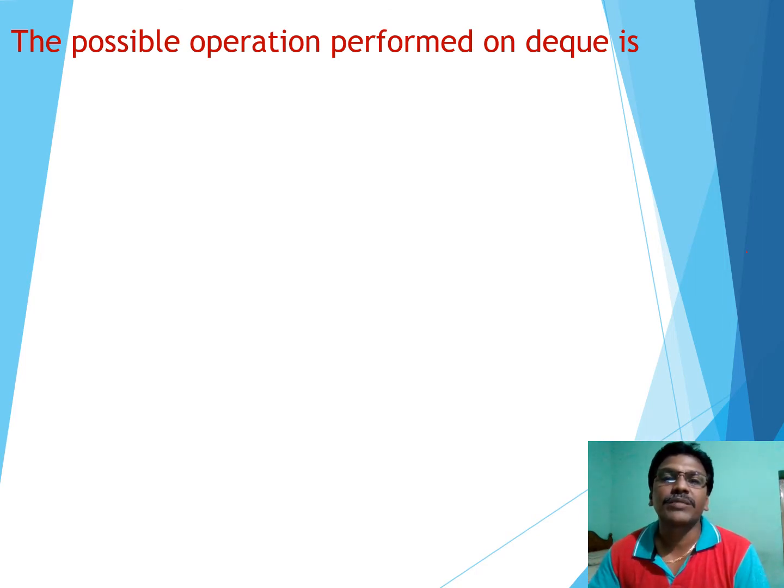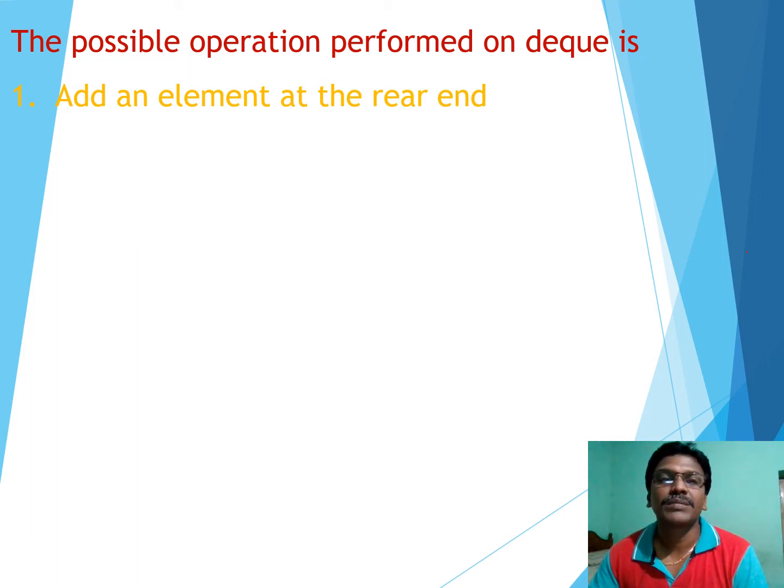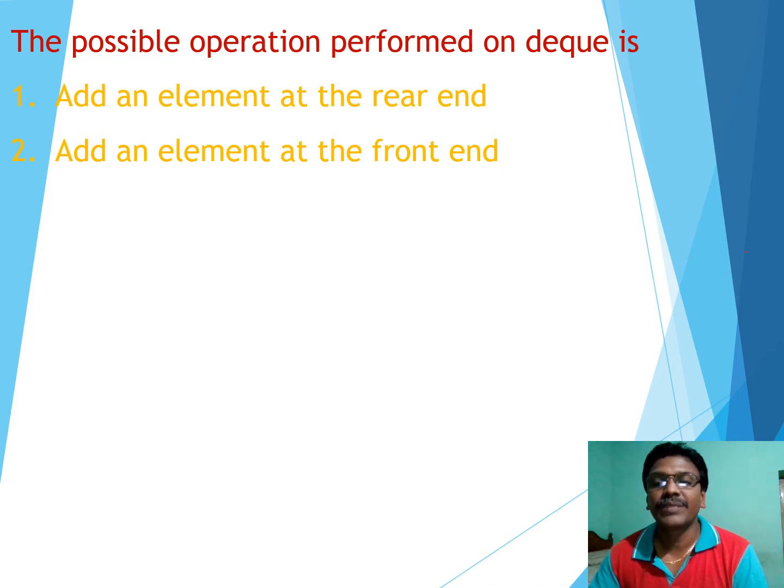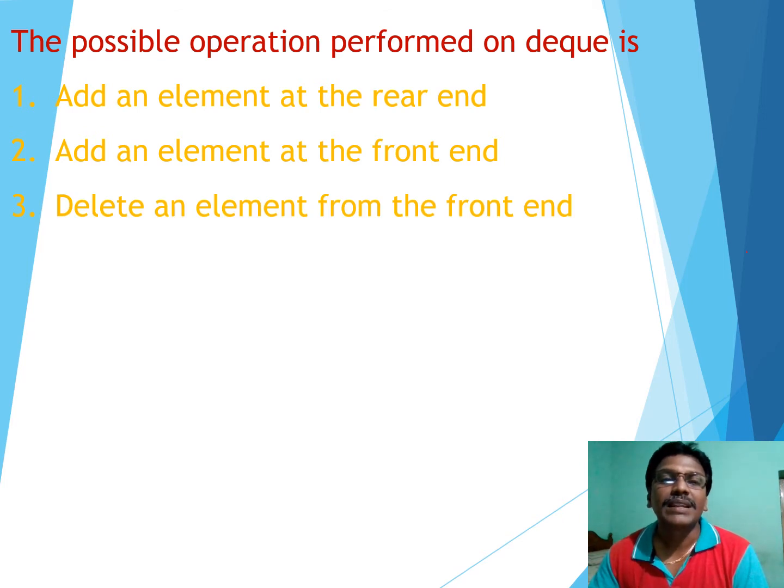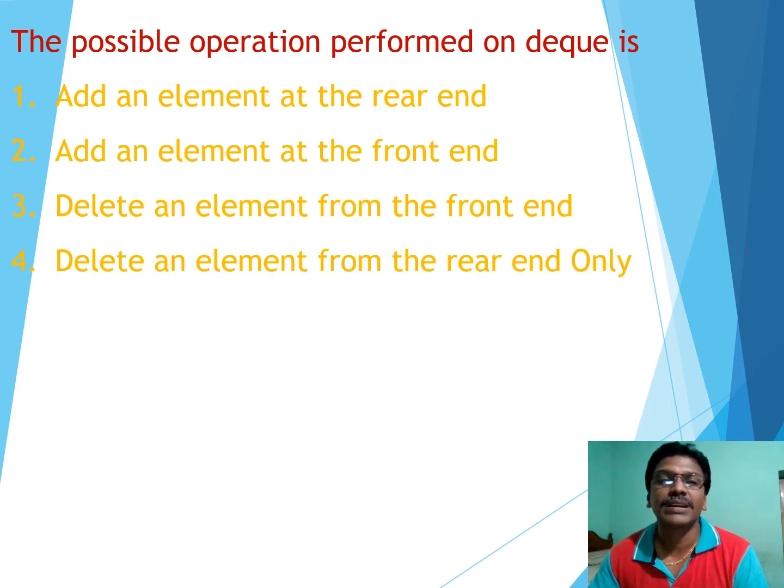The possible operations performed on deques are mainly four types. The first one is add an element at the rear end. The second one is add an element at the front end. It means insertion can be performed at the rear end and front end. The third one is delete an element from the front end, and the fourth is delete an element from the rear end.